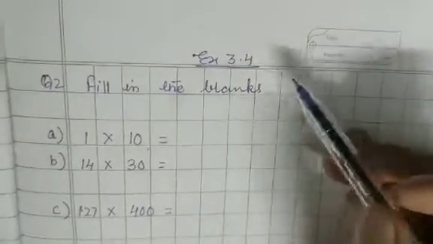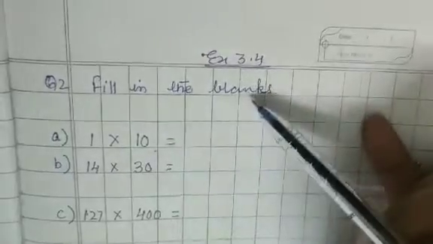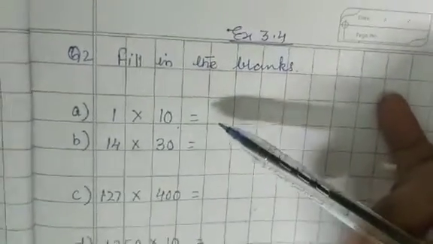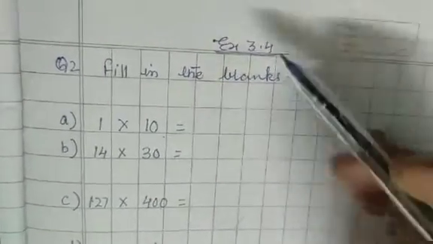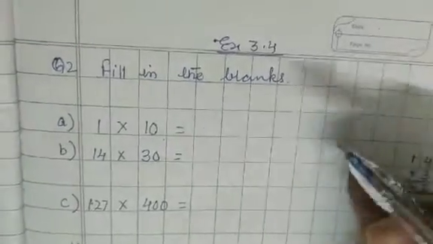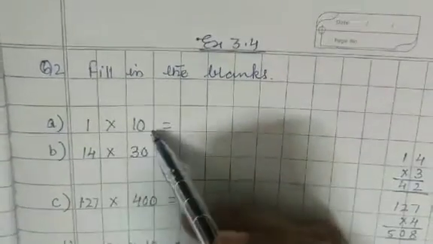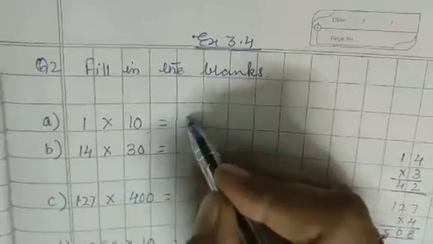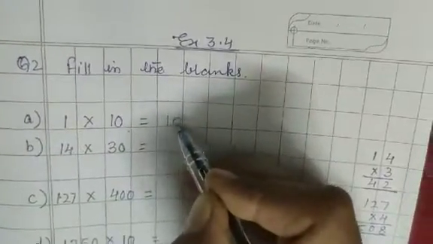Welcome back, children. This is exercise 3.4, question number 2, fill in the blanks. I have already explained in my previous video how to multiply a number by 10, 100, 1000. Okay, so this is simple. 1 multiplied by 10, 1 tens are 10. This is the simple answer.